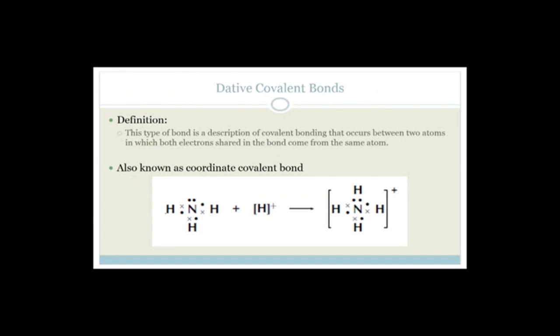Right, now we're going to be talking about dative covalent bonds. So the definition of a dative covalent bond. So far we've spoken about covalent bonding, and remember that covalent bonding is the pure sharing of electrons. Dative covalent bonds are bonds where there's a sharing of electrons, but both electrons are coming from one of the atoms.